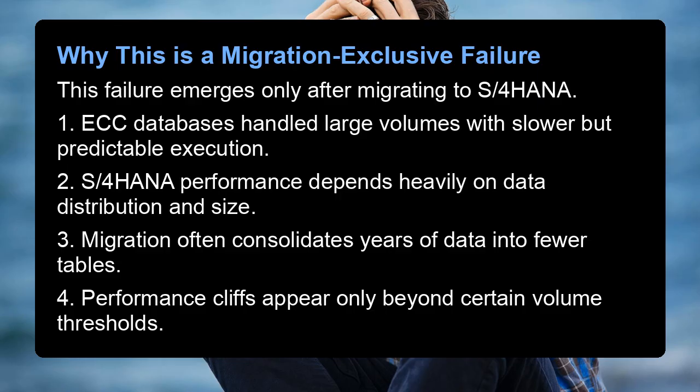Why this is a migration-exclusive failure. This failure emerges only after migrating to S/4HANA. 1. ECC databases handled large volumes with slower but predictable execution. 2. S/4HANA performance depends heavily on data distribution and size. 3. Migration often consolidates years of data into fewer tables. 4. Performance cliffs appear only beyond certain volume thresholds.